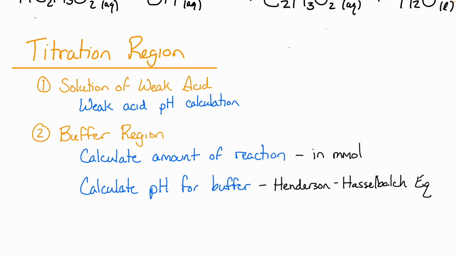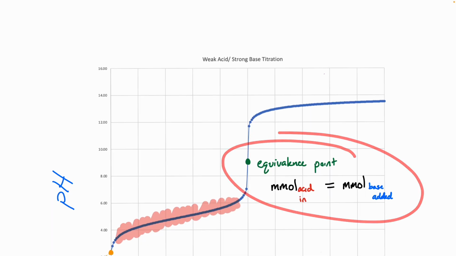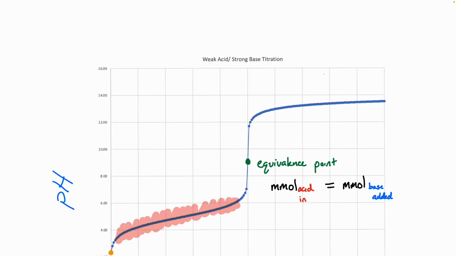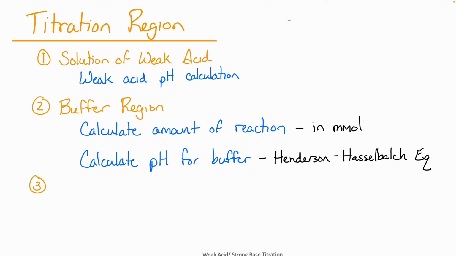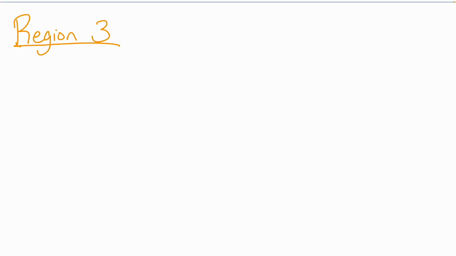All right, so region 3 here, that's now that equivalence point where our millimoles of acid initial equal the total amount of base added. So how are we going to go about dealing with this region? Region 3, our equivalence point.